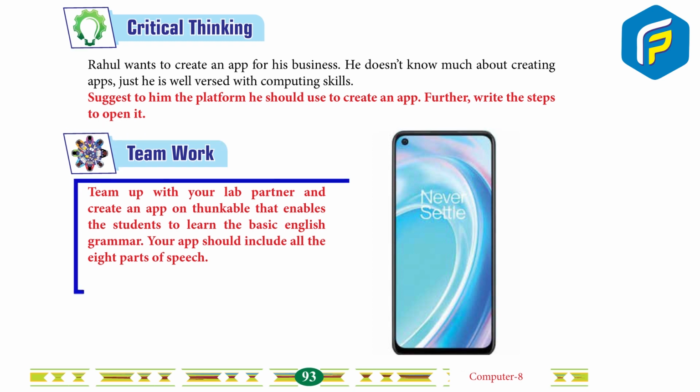Teamwork. Team up with your lab partner and create an app on Thunkable that enables the student to learn basic English grammar. Your app should include all the 8 parts of speech. Answer: Ask students to do it by themselves.